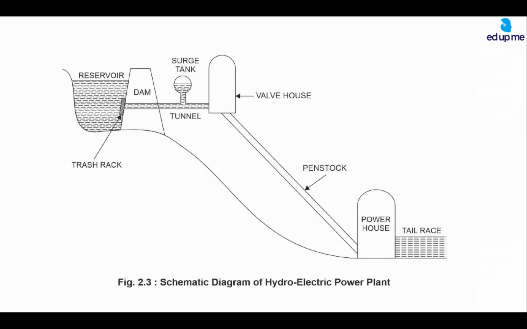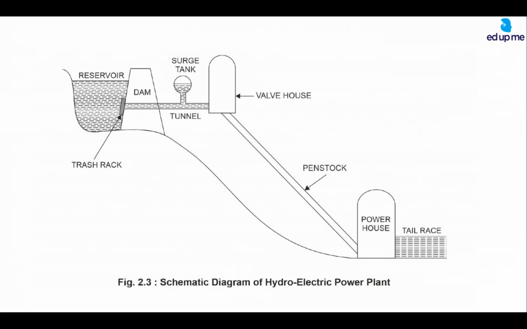And then the water will go to the valve house. Valve house means there are two valves, a water control valve and a water stop valve. How much water you allow into the powerhouse depends upon the load on the turbines and the load on the generator. So to control the entry of water, you have a valve house.